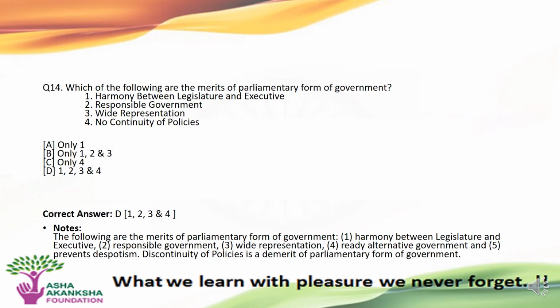Now let's move on to the next question. Which of the following are the merits of the parliamentary form of government? The statements are: one, harmony between legislature and executive; two, responsible government; three, wide representation; and four, no continuity of policies. The options are A. Only first statement, B. Only 1, 2, and 3 statements, C. Only 4 statement, or D. Statement 1, 2, 3, and 4. The correct answer to this question is option D. 1, 2, 3, and 4. All of them are correct.